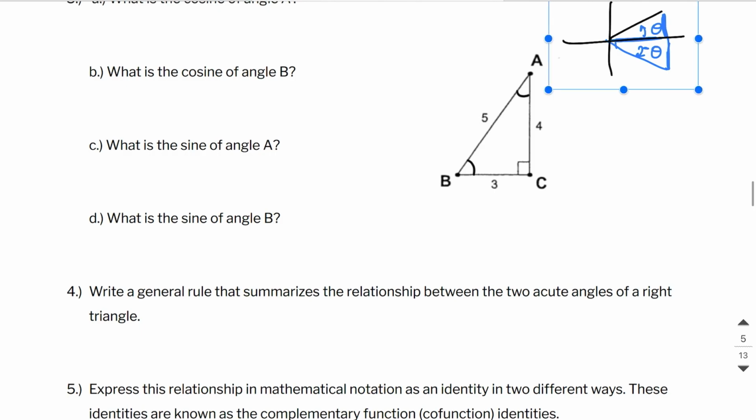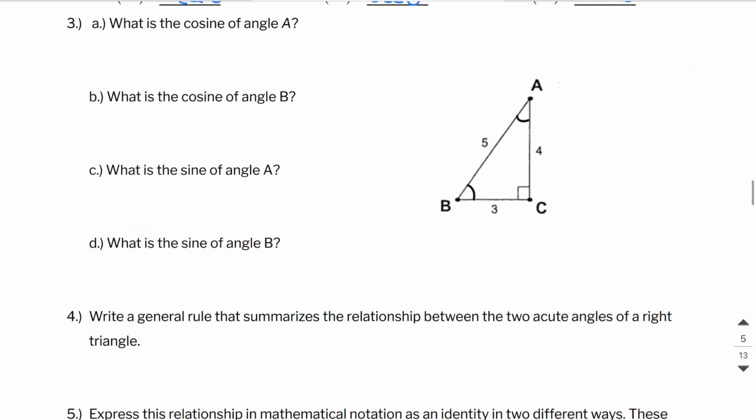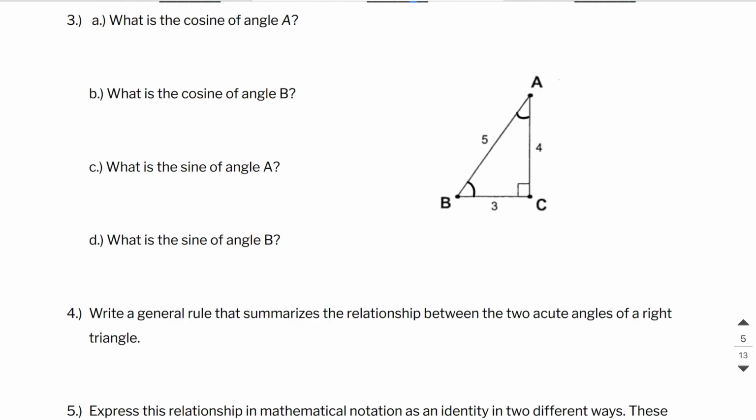Now we're going to talk about cofunction identities right here, but I want to develop a sense of understanding of what's happening here. So in this question right here, question 3a, it asks us to find the cosine of angle A. So here's angle A. Cosine is always going to be adjacent over hypotenuse. So that means that the cosine of A is 4 over 5. And then here, it asks us to find the cosine of B next. And the cosine of B is adjacent over hypotenuse. So cosine of B would be 3 over 5.